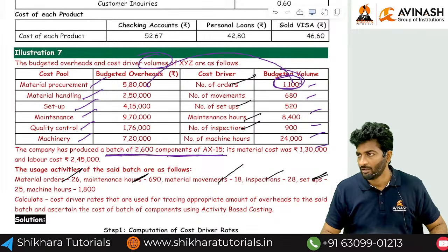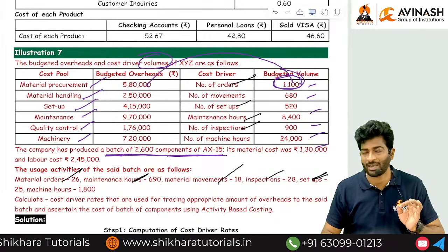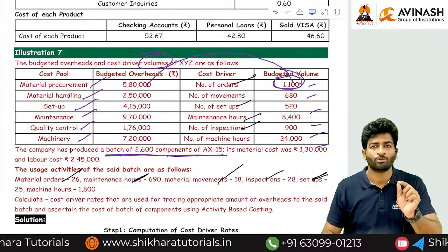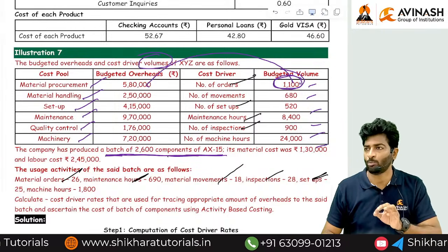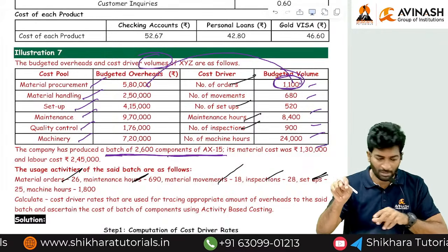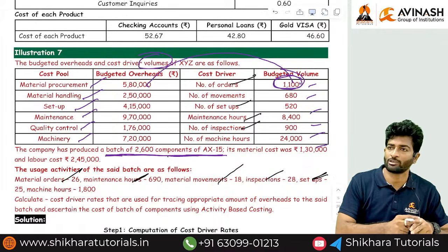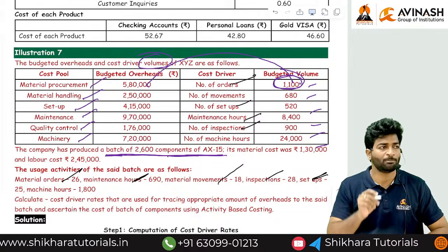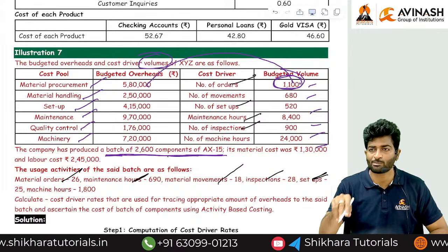Is it clear? So when you are writing the ABC rate column, you should write so and so number per material movement, per setup, per inspection. Then only will you have clarity on whether you are multiplying with the number of inspections or not. Don't simply write 20 rupees. No, write 20 rupees per inspection.